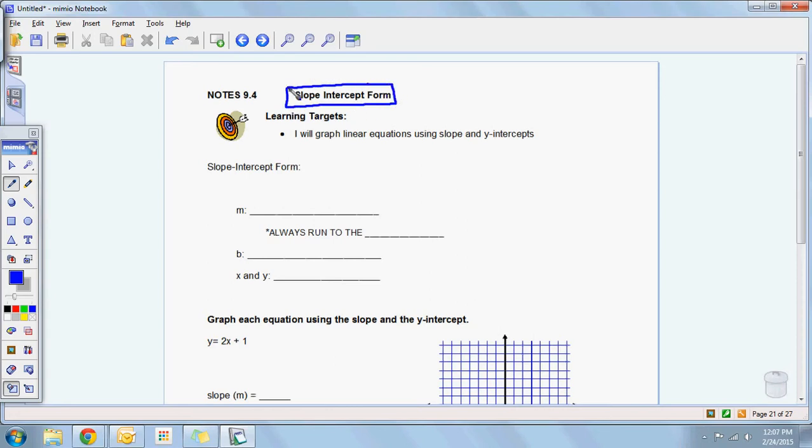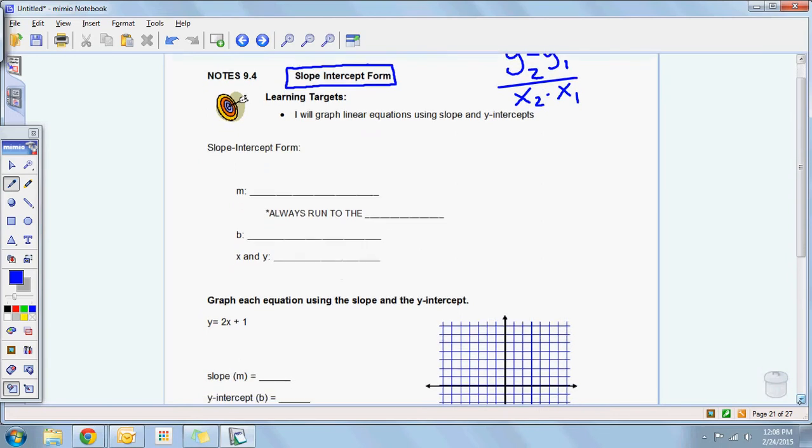Yes, on our last section you were given the martini glass formula. Remember that? y2 minus y1. Martini glasses on your picnic table. Now you're going to be given a different type of formula, and that's going to help you graph a line. It's like magic, okay? So hold your horses. Here we go. We're going to talk about slope-intercept form.